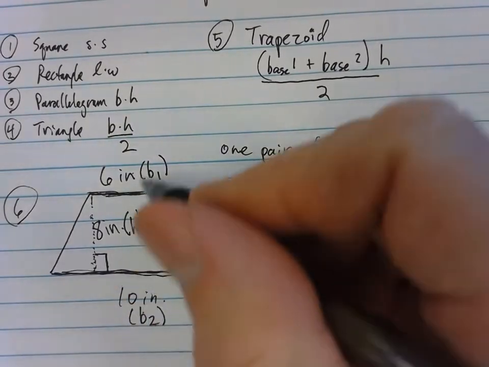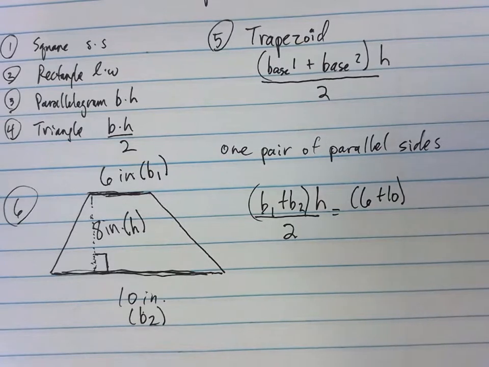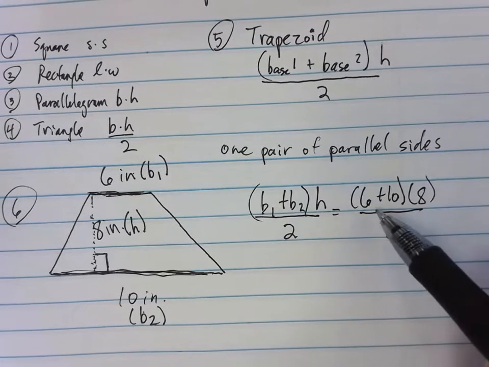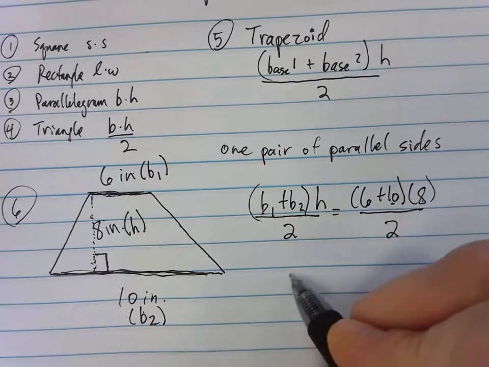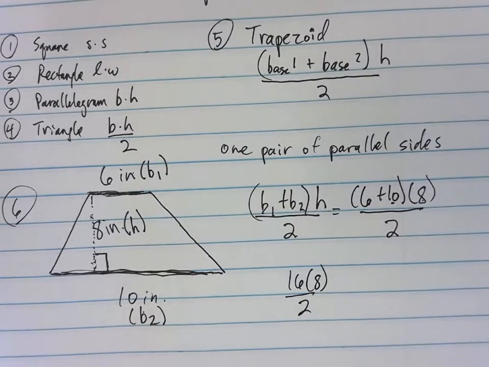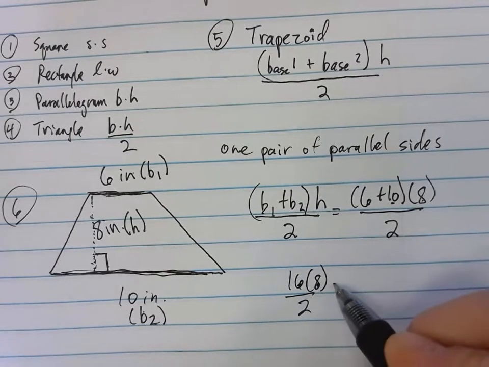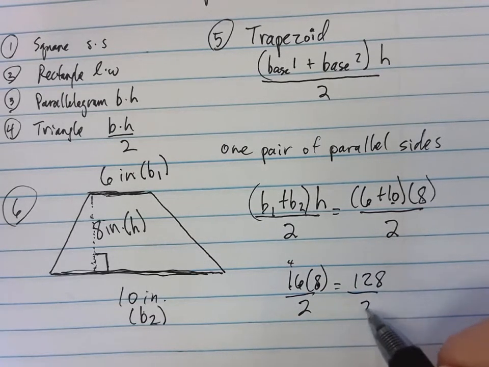So B1 plus B2, so that's 6 plus 10 times the height, which is 8. So 6 plus 10, of course, is 16. 16 times 8, and we're going to divide it by 2. If you don't know what 16 times 8 is, let's do that real fast without using the calculator. 6 times 8 is 48, and you'd carry the 4. 8 times 1, of course, is 8. 8 plus 4 is 12, so that's 128 divided by 2.